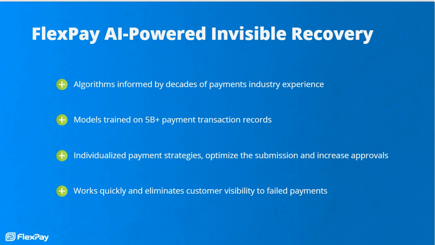And the result of all this is that every single transaction that we work with that has been declined has a unique strategy created individually for that in order to optimize the approval process. And probably most importantly, because our system works quickly and because customer involvement is not required in recovering these payments, we completely eliminate the churn that is indirectly caused by the customer visibility to the failed payment. So not only do we recover a very high rate of failed payments, we also avoid all the churn that's created as a result of customer visibility to the failed payment.